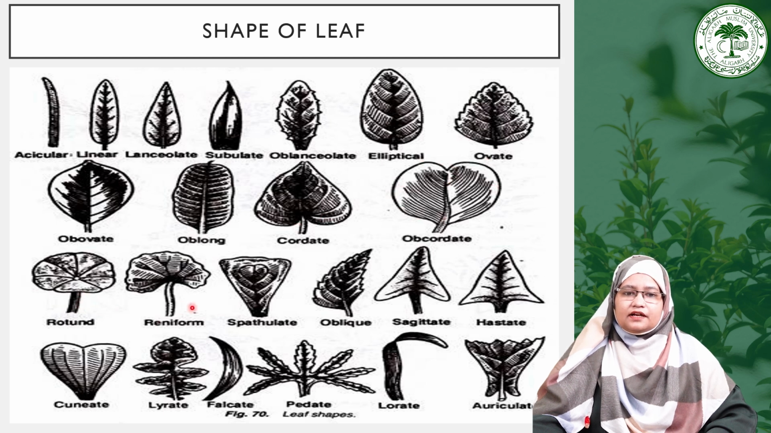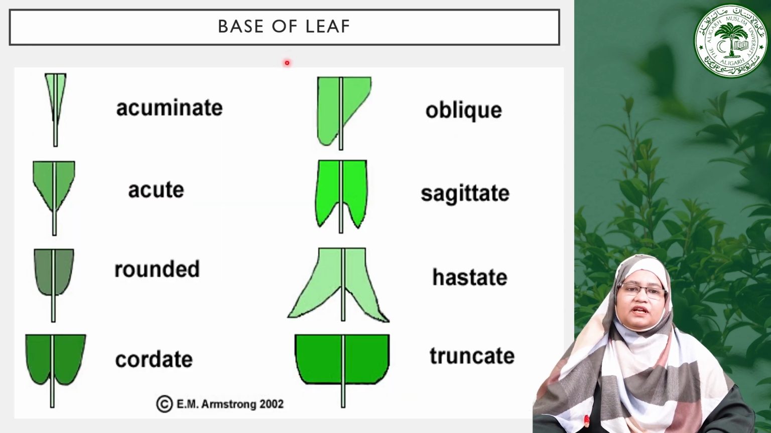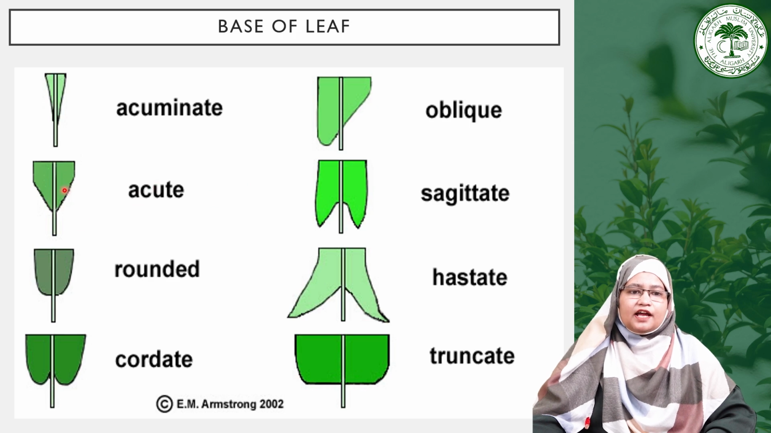Then reniform. So, these are the shapes depending upon the leaf, like this arrow-like one, which is called sagittate or hastate. As you can see, these have prominent angles. Then cuneate, lyrate. So, depending upon the shape of the leaf, a different term is used. And next, similarly, depending upon the base of the leaf, it may be acuminate. As you can see, this shape is oblique, so it is called oblique. Generally, leaves are acute at the base, then sagittate if arrow-like, or rounded, maybe hastate or cordate, as you can see here, or truncate type. These are some types of leaf bases.